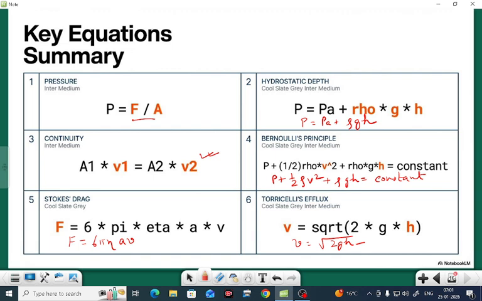These are some of the important points in these mechanical properties of fluids. So these are the various important things we have discussed.